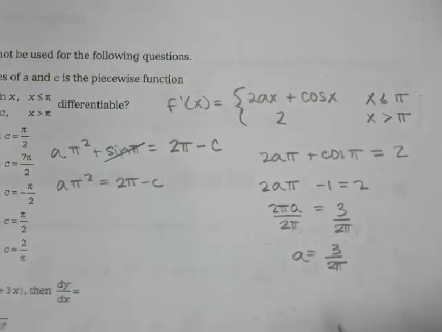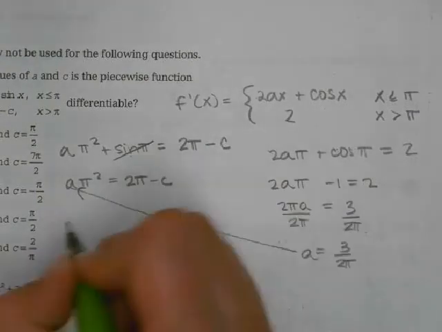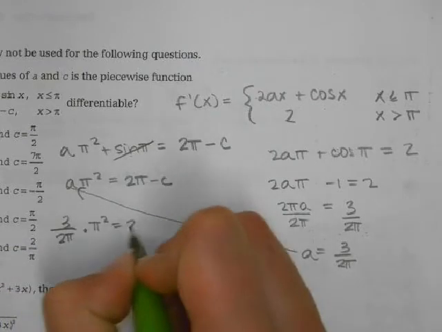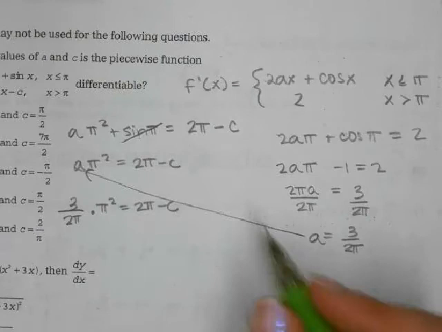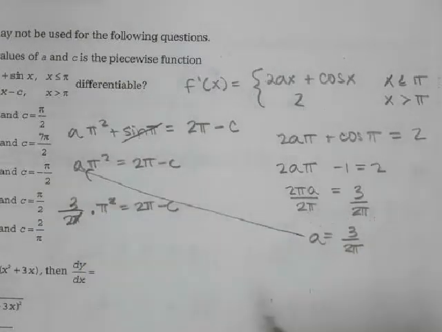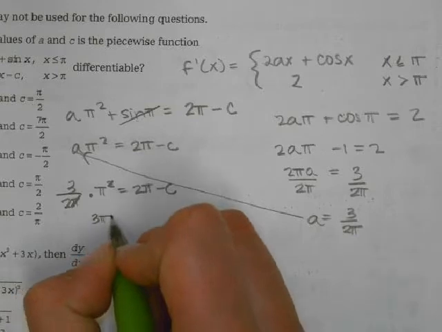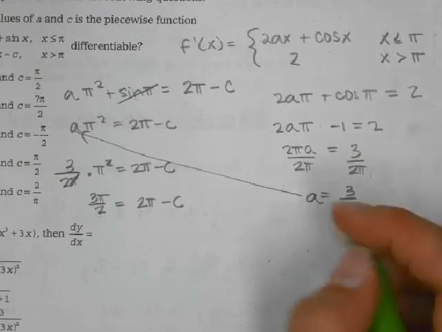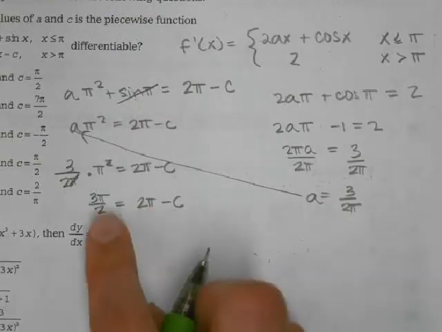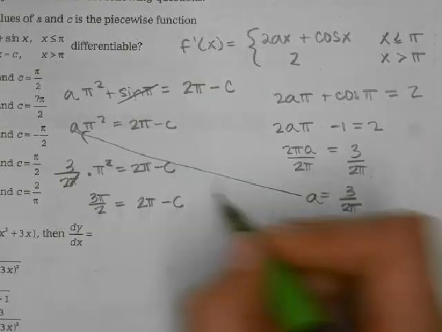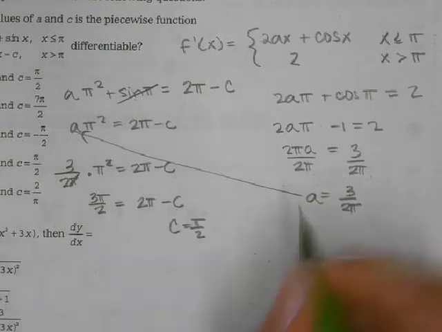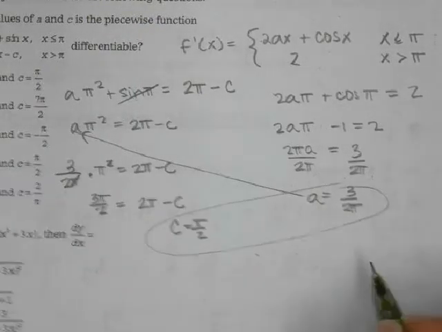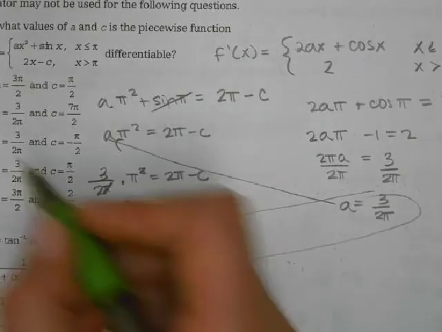So now I can go ahead and take that a and plug it in over here. So 3 over 2 pi times pi squared equals 2 pi minus c. I can cancel out 1 pi with 1 pi, and that gives me 3 pi over 2 equals 2 pi minus c. So 2 pi minus what is what gives me 3 pi halves, and that means that my c must be pi halves, because 2 pi minus pi halves is what gives you 3 pi halves. So there's my answer right there, and that corresponds to D, it looks like.